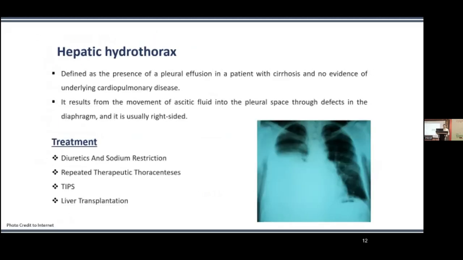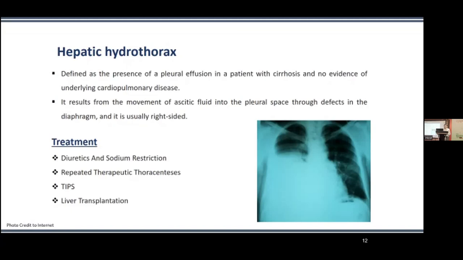Next complication, hepatic hydrothorax. It is defined as the presence of pleural fluid effusion in a patient with cirrhosis, with no underlying cardiopulmonary disease. It results from ascitic fluid shifting into the pleural space through a defect in the diaphragm. It is usually right-sided. Treatment includes diuretics and sodium restriction, repeated therapeutic thoracentesis, and here again TIPS and liver transplantation.